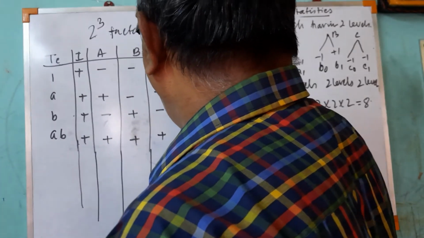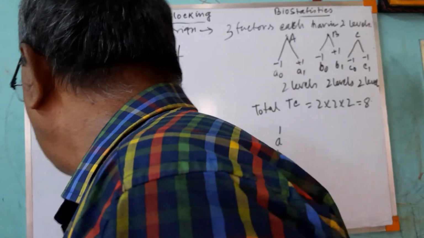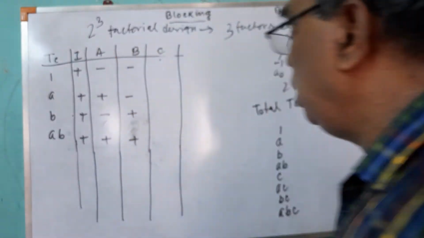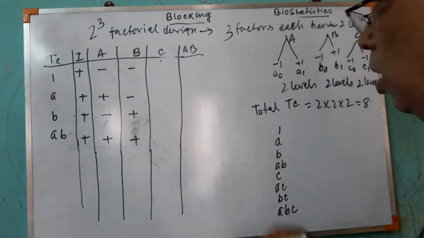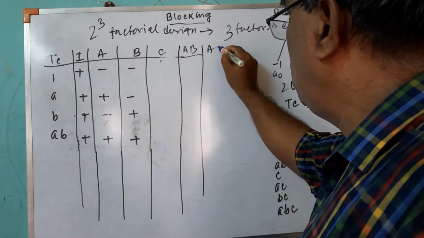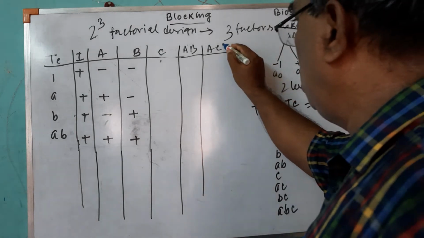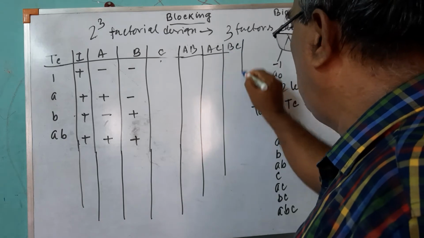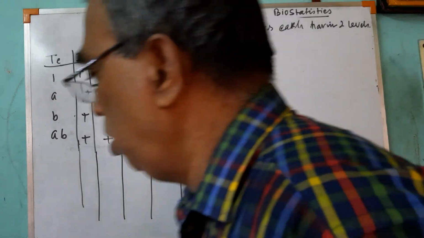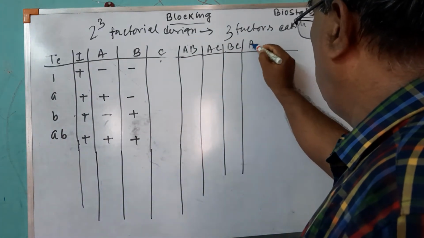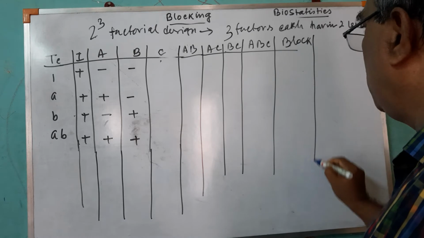AB, then here will be another treatment combination, that is factor C. Factor C is there. Then AB, AC, BC, then ABC, then block.